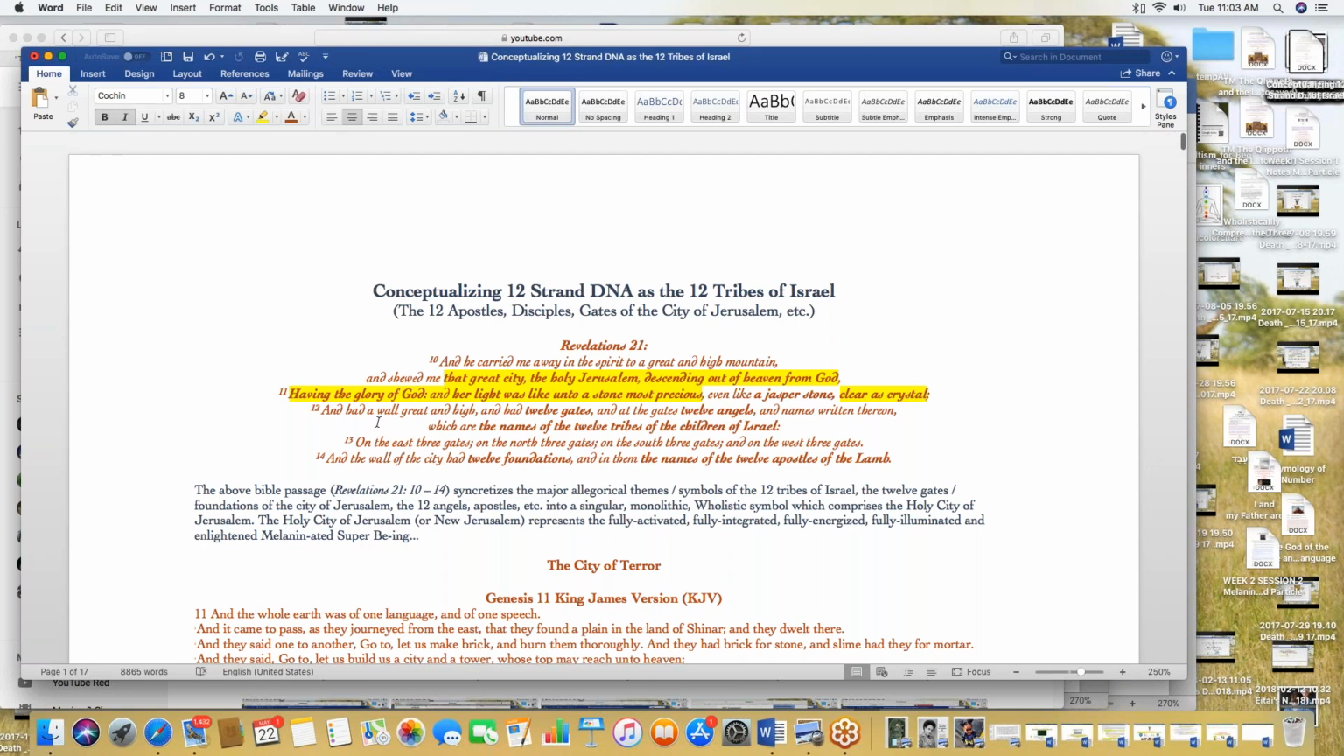And had a wall great and high. So it is a walled city. It is a walled city, meaning that entry and access is protected.